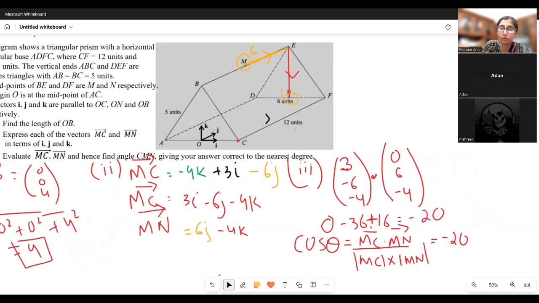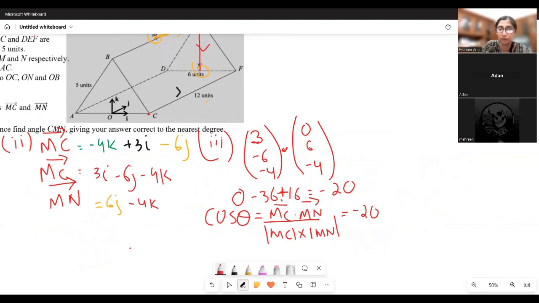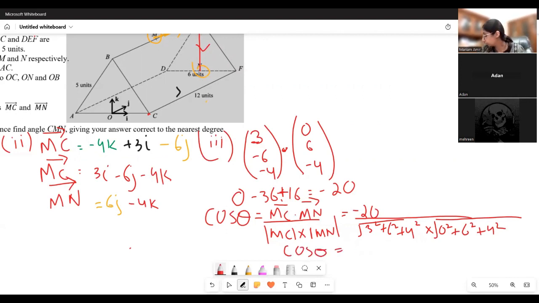The denominator would be square root of 3 square plus 6 square plus 4 square, times square root of 0 square plus 6 square plus 4 square. So cos theta would be equal to minus 20 upon the denominator, which can be entered in the calculator and you'll get 3172.